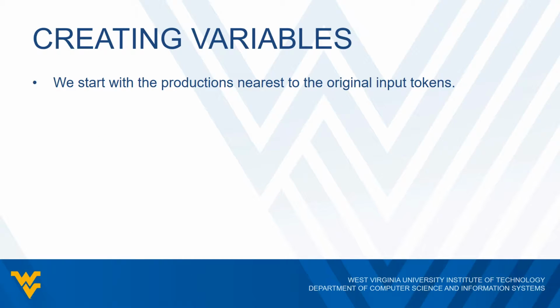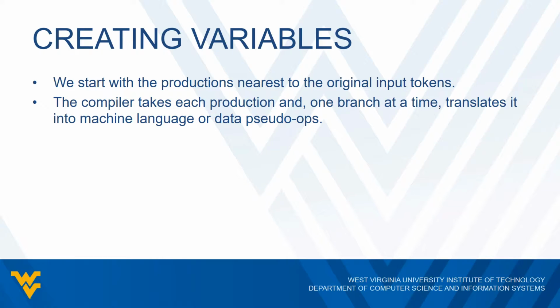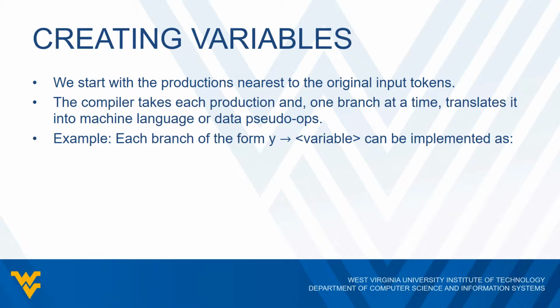Typically, code generation begins at the productions of the tree that are nearest to the original input tokens. The compiler would then take each production and one branch at a time would translate the production into machine language operations or data generation pseudo-ops. So, for example, if we have the branch of the form y becomes a variable, so think of the branch where we have a y and then it goes down to a variable, we can actually implement that by allocating space for the variable y using the .data pseudo-op. So it would become just the y and then .data 0, just like the pseudo-op we've used before in assembly language.